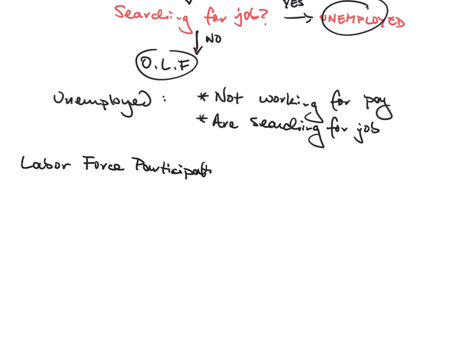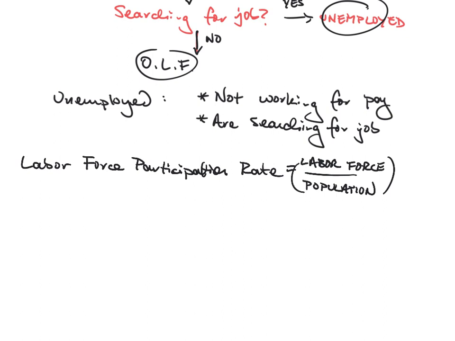Participation rate is the percent of the population who are in the labor force. So this is the size of the labor force relative to the population. Okay. I'm going to put right here times 100%, because usually it's written as a percent.